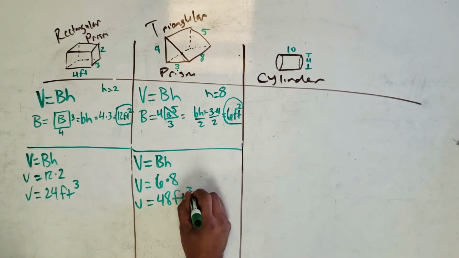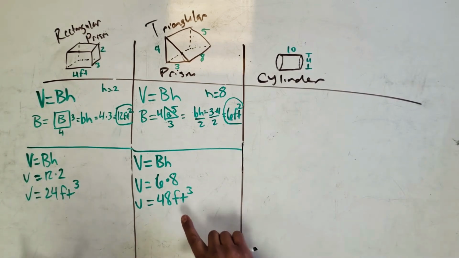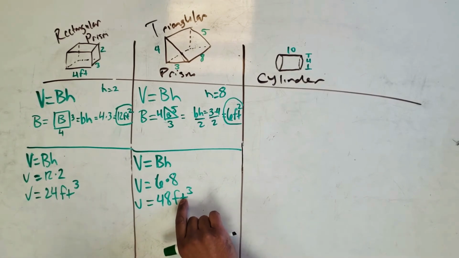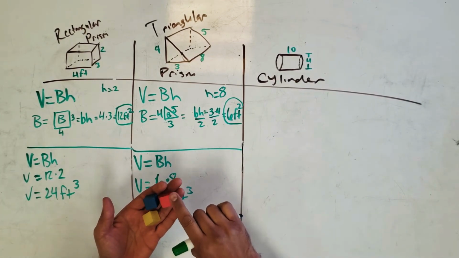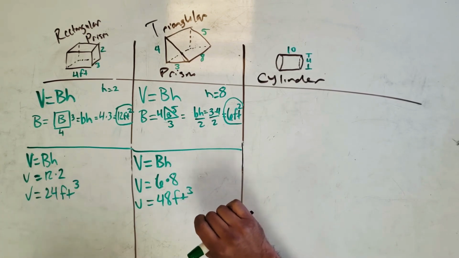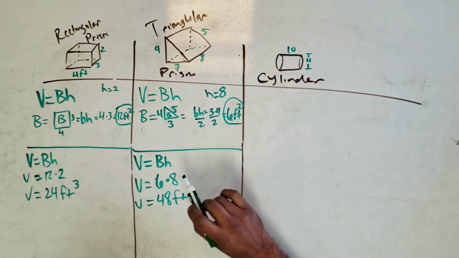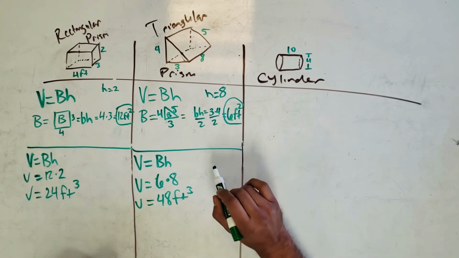feet cubed. Okay, so this one's going to be 3-dimensional. So again, same thing. We're going to fit 48 of these cubes, if they measured 1 foot by 1 foot by 1 foot, a lot bigger than this. And that's how many we can fit in that triangular prism box.